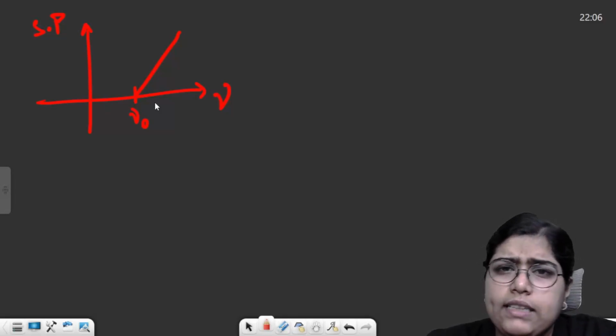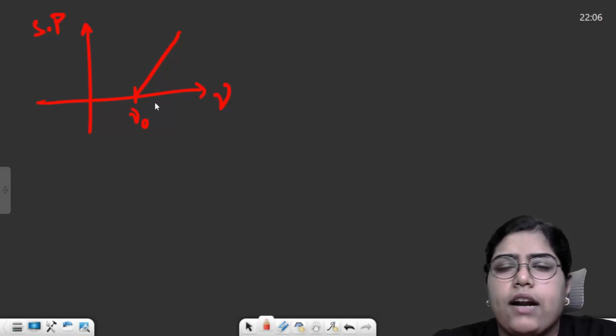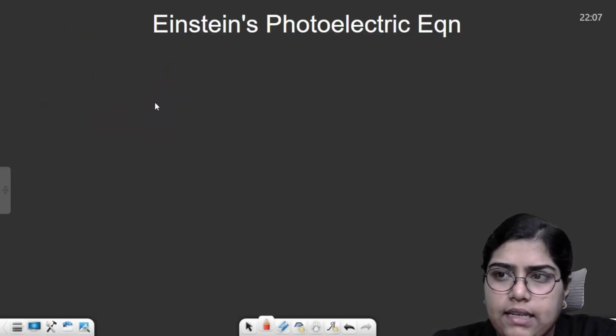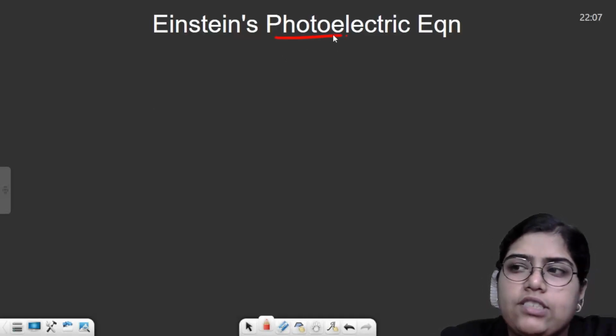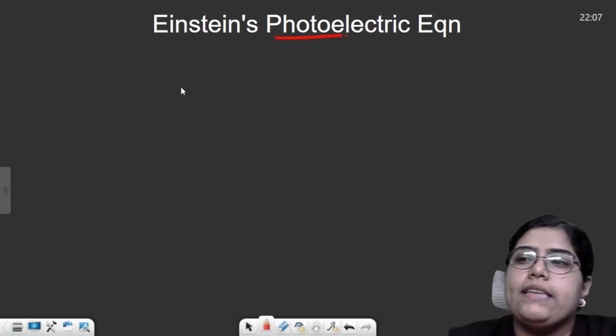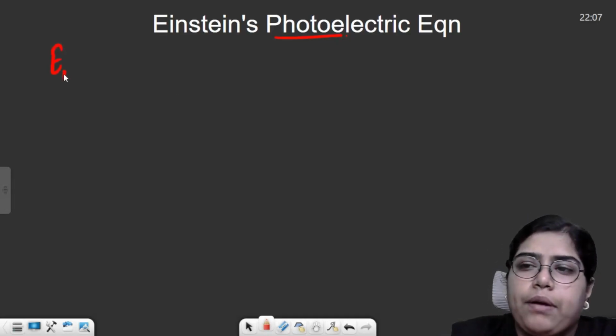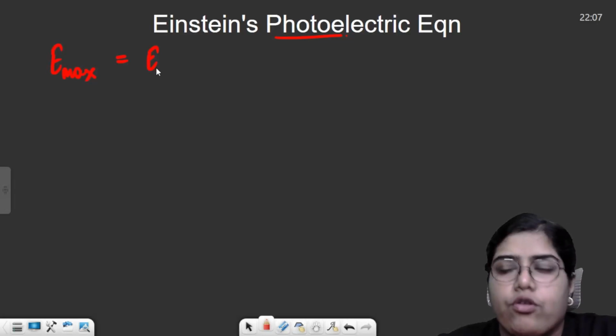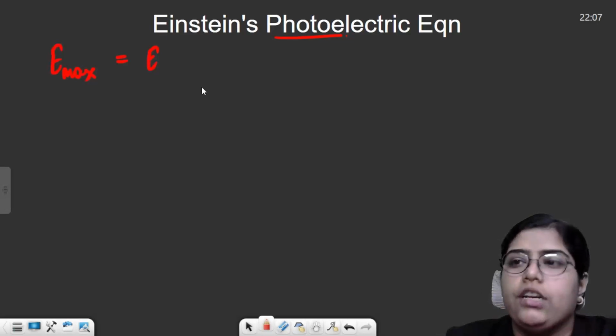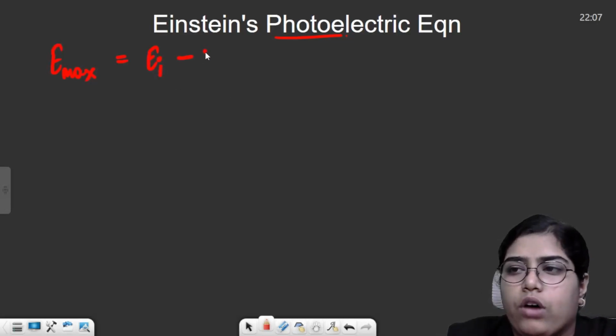So this was all about your photoelectric effect. Within photoelectric effect, you just had to remember these basic things. Now, the next thing which is connected to photoelectric effect is Einstein's photoelectric equation. Einstein's photoelectric equation basically stated that the maximum kinetic energy with which the electron will be ejected will always be equal to the incident energy, that is the energy of the incident photon or energy of the incident radiation, minus the work function.